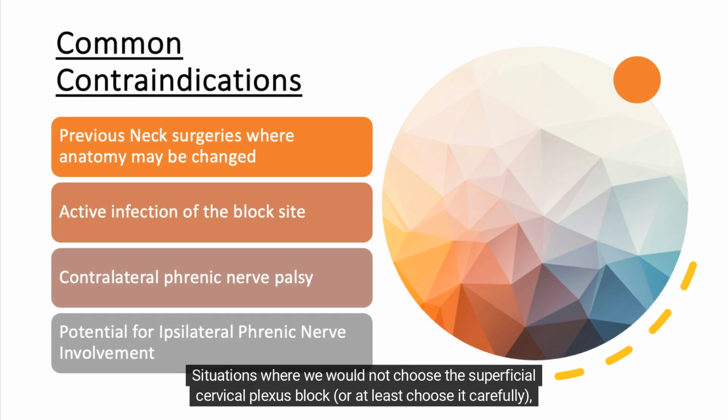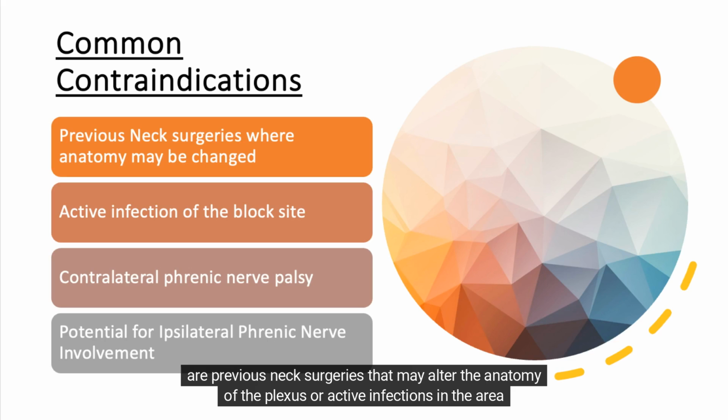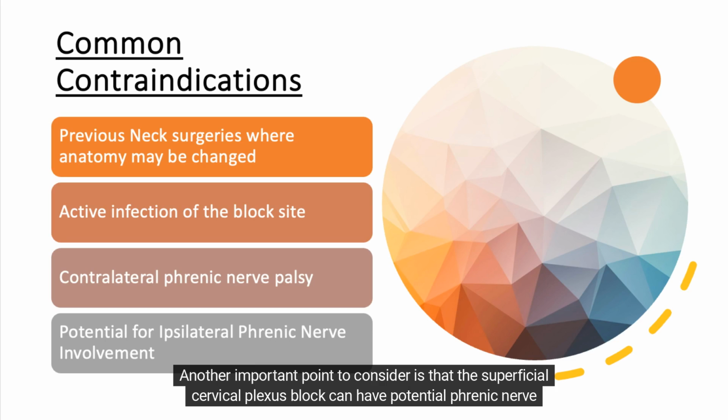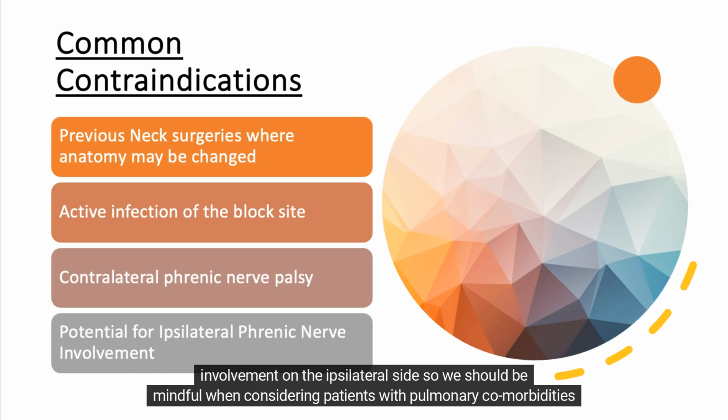Situations where we would not choose the superficial cervical plexus block, or at least choose it carefully, are previous neck surgeries that may alter the anatomy of the plexus or active infections in the area. Another important point to consider is that the superficial cervical plexus block can have potential phrenic nerve involvement on the ipsilateral side, so we should be mindful when considering patients with pulmonary comorbidities.